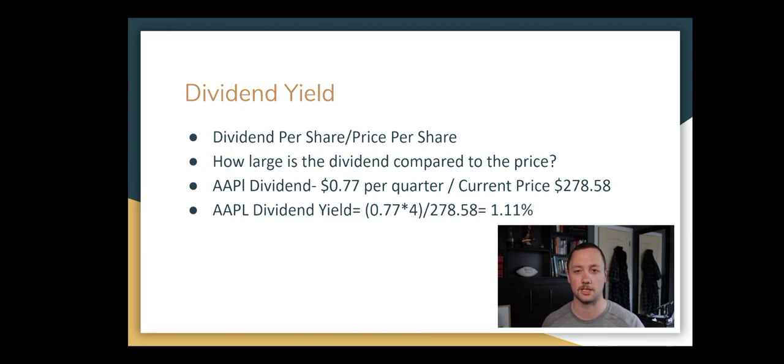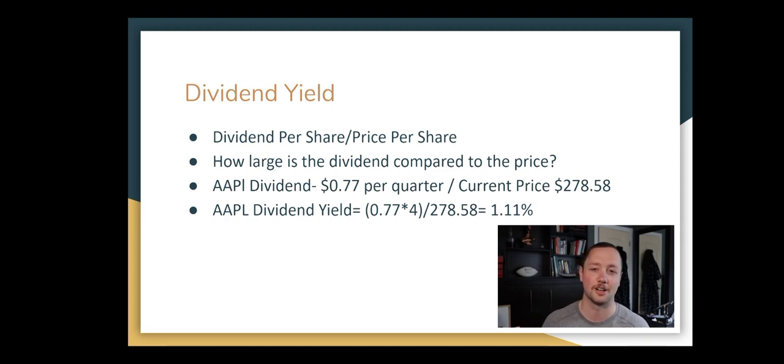So the price per share is really simple. That's the price it's trading at today. And the dividend per share on an annual basis is just the sum of the dividends that are paid from that stock in an entire year. And the reason we look at this one is because it analyzes how large the dividend is compared to the price that we're going to pay for it.